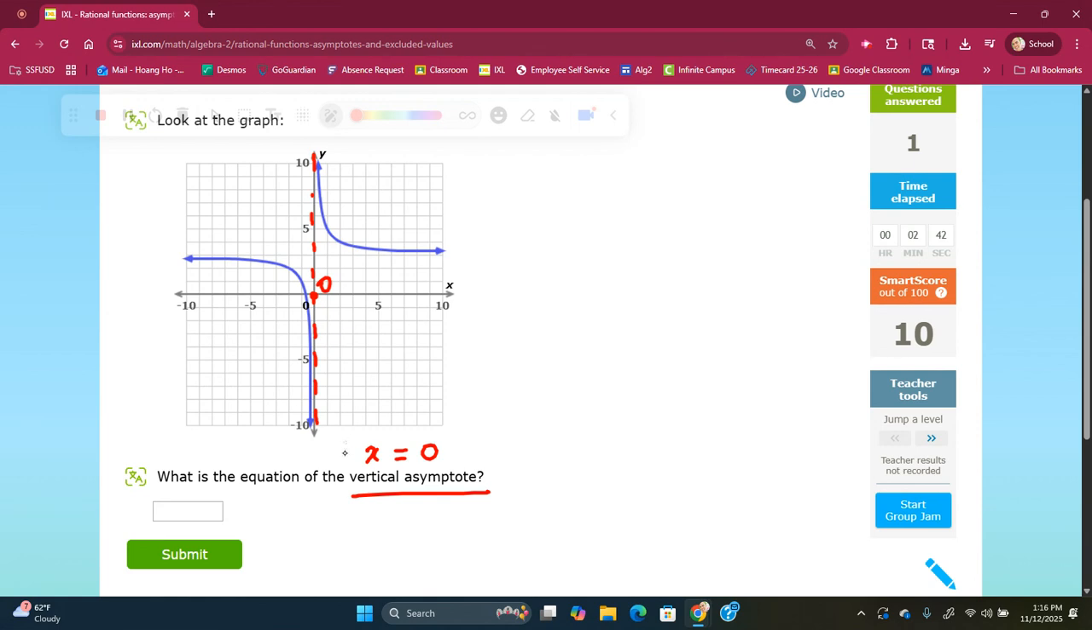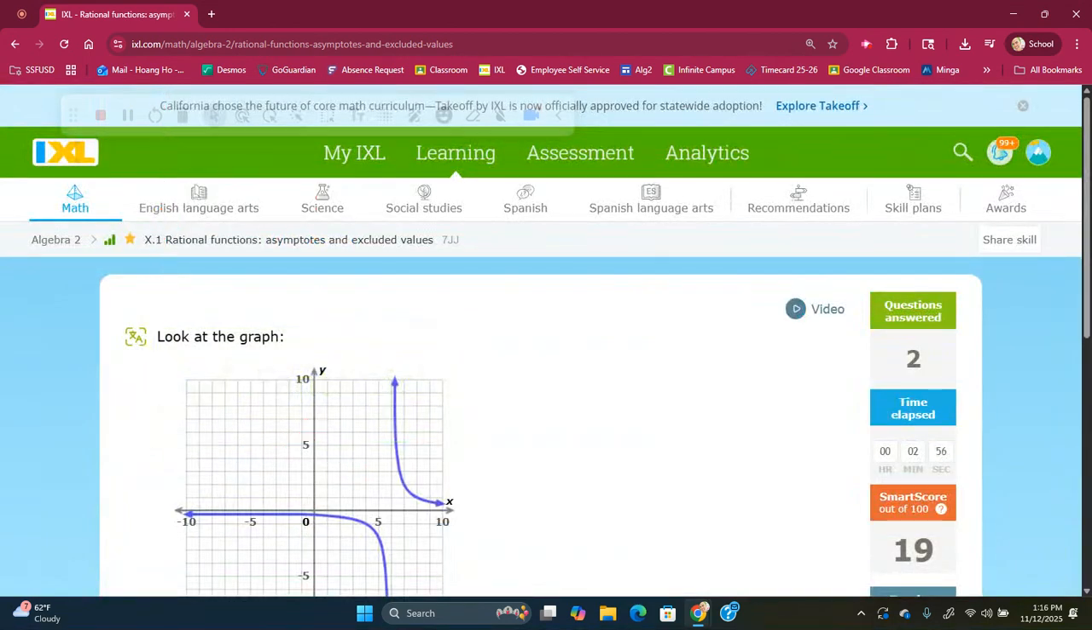A vertical asymptote starts with x. A horizontal asymptote starts with y. So here I put in the box. x equals 0. Submit. Voila. All right, let's do a couple more of these.